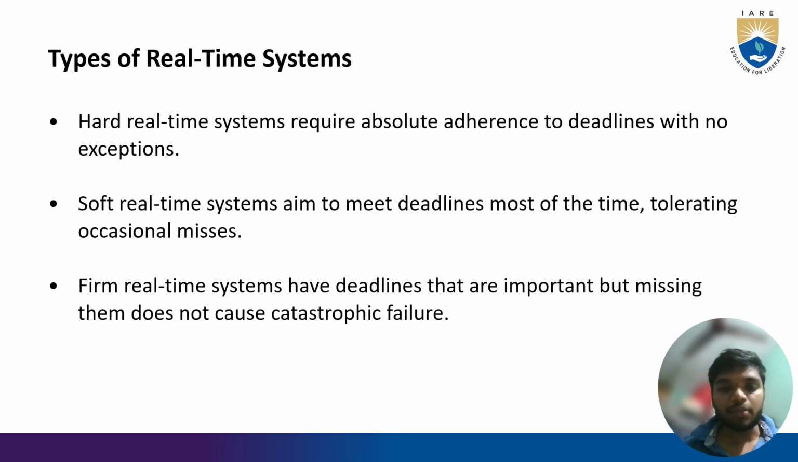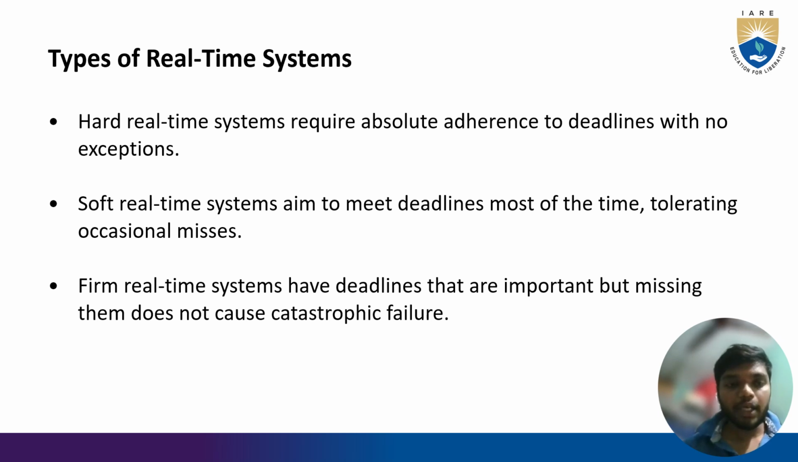Types of real-time systems. A hard real-time system requires absolute adherence to deadlines with no exceptions. Soft real-time systems aim to meet deadlines most of the time, tolerating occasional misses. Firm real-time systems have deadlines that are important, but missing them does not cause catastrophic failures.